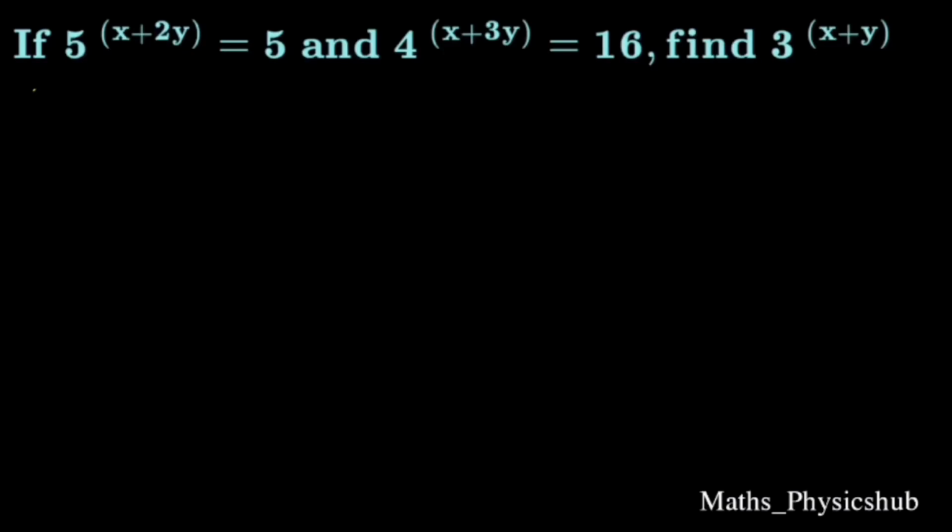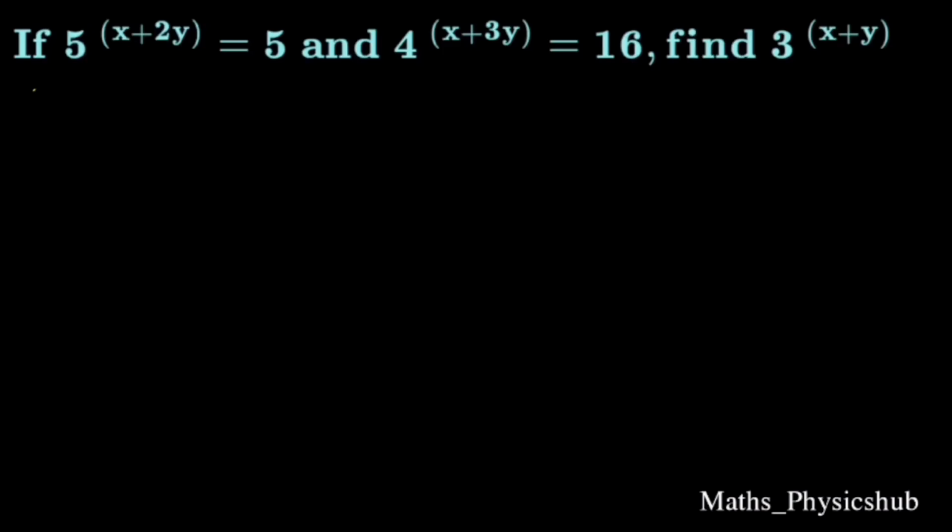If 5^(x+2y) = 5, and 4^(x+3y) = 16, find 3^(x+y). We are going to solve this problem simultaneously since we have two unknown values. Let's go ahead and solve.